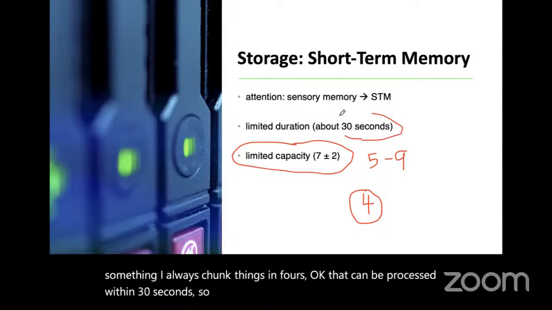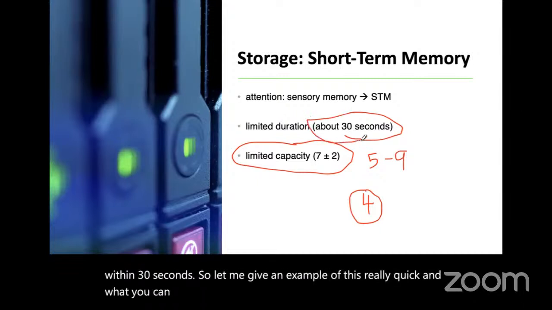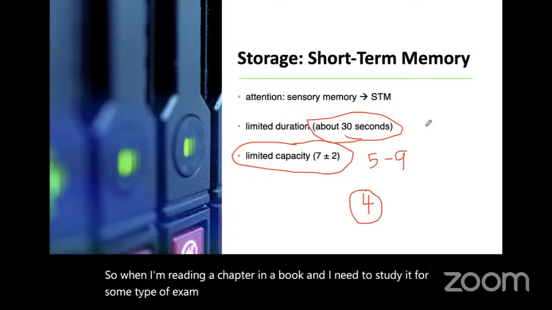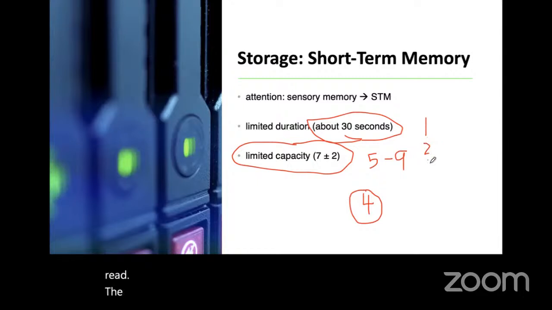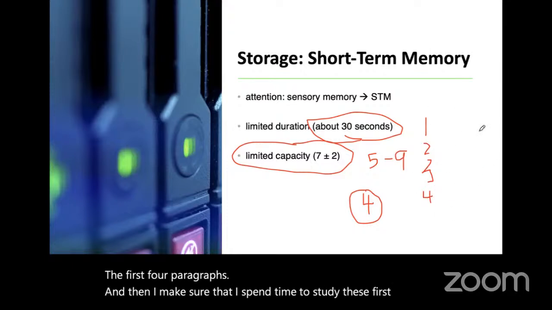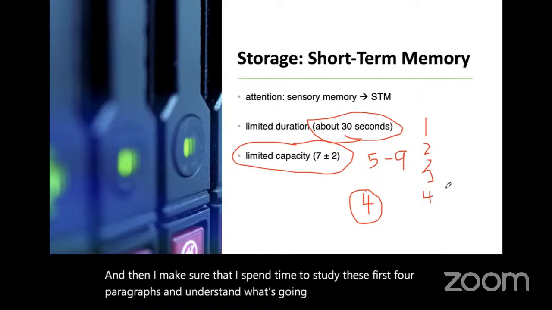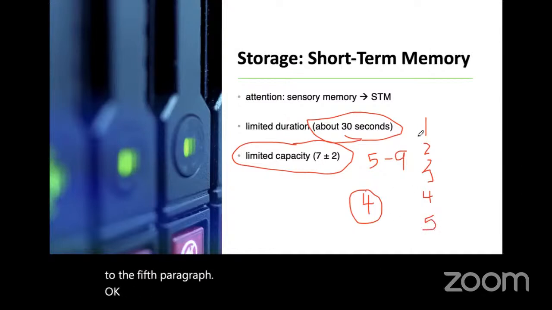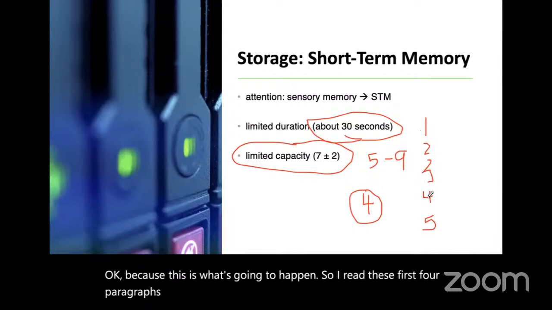So let me give an example of this really quick and what you can do with it after this Thursday when you know your number. So when I'm reading a chapter in a book and I need to study it for some type of exam or a lecture or something like that, what I do is I read the first 4 paragraphs, and then I make sure that I spend time to study these first 4 paragraphs and understand what's going on in them before I go on to the 5th paragraph, okay? Because this is what's going to happen. So I read these first 4 paragraphs and I'm holding them in memory, okay?